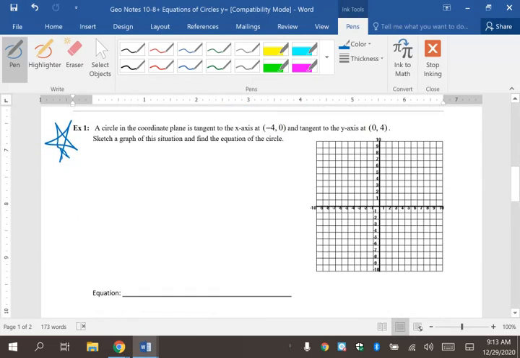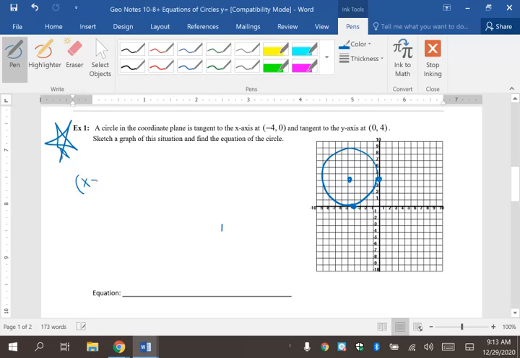Okay, first of all, who had a circle that was in the second quadrant? Meaning that we have these coordinate points negative 4 comma 0 and 0 comma 4. Therefore, the circle is in the second quadrant. Yeah, not all of you did. So let's go ahead and come up with this equation of a circle.